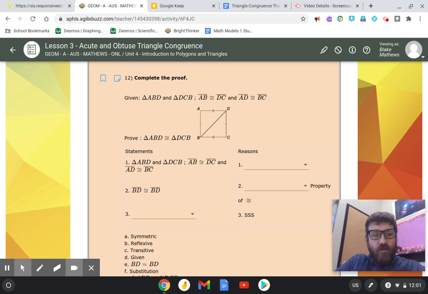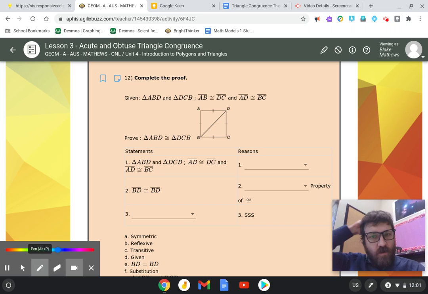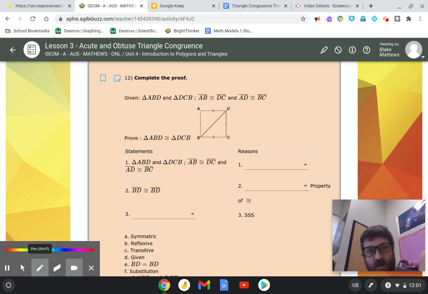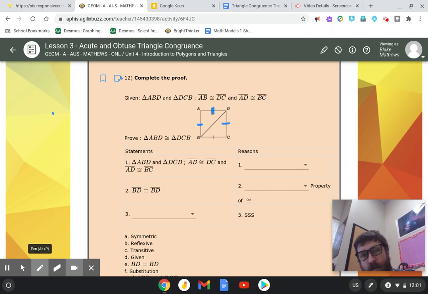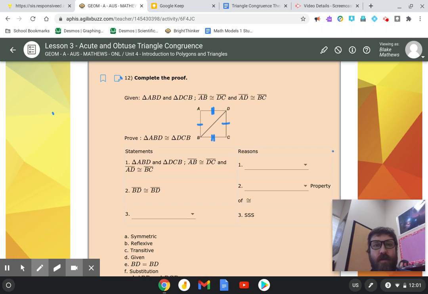So I'm going to talk us through this and hope that you can grasp for the most part what's going on. Here they say we have triangle ABD and triangle DCB. We have the two triangles. You can see them here in the diagram. We also know that AB is congruent to DC, and we know that AD is congruent to BC. So we have that information right there. And they want us to prove the two triangles are congruent.